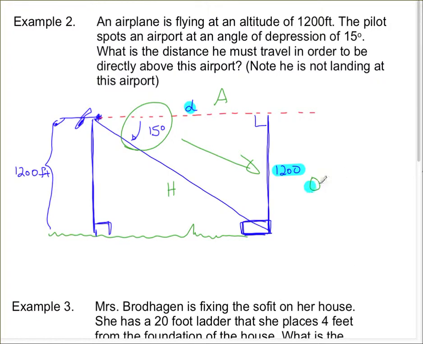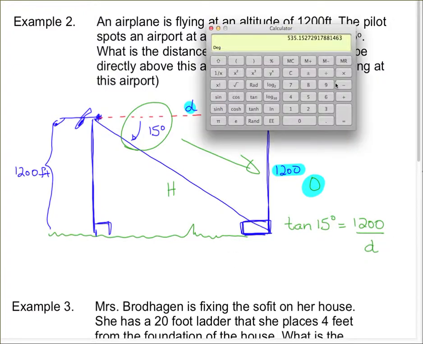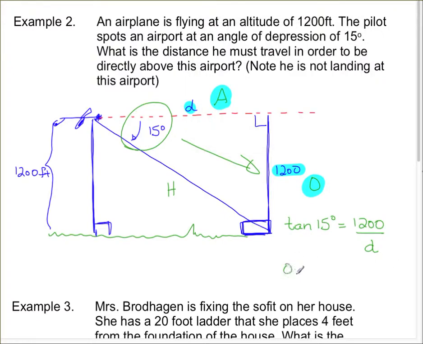So let's set this up. This is side O and A. O and A is TOA. TOA, ladies and gentlemen. So we're going to use 15 degrees. And since TOA is what we're using, we're going to put tan. Tan is OA, opposite over adjacent. So I need 1,200 over D. Now remember, tan of 15 is just a number. Tan of 15 is 0.2679. So 0.2679 equals 1,200 over D.